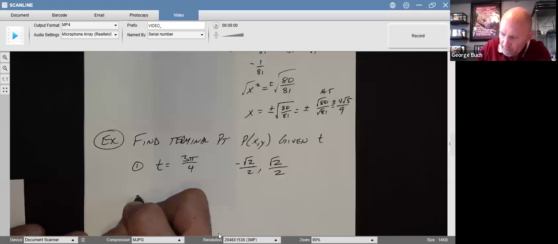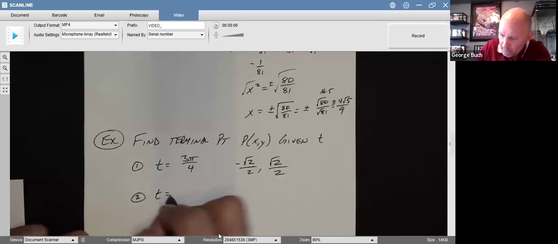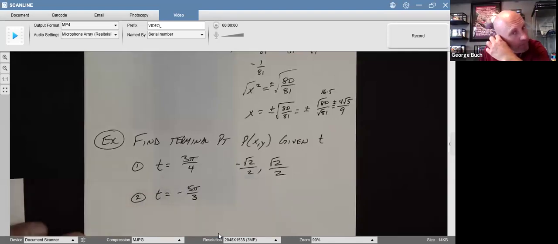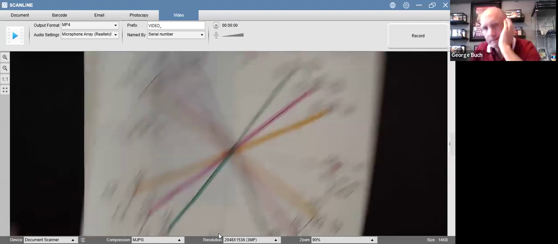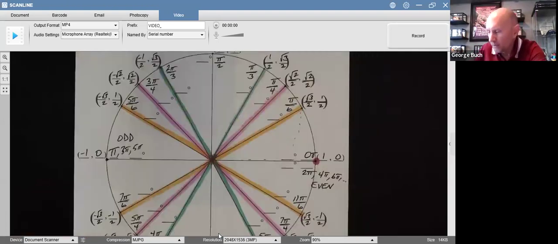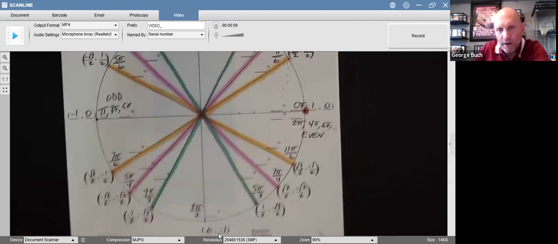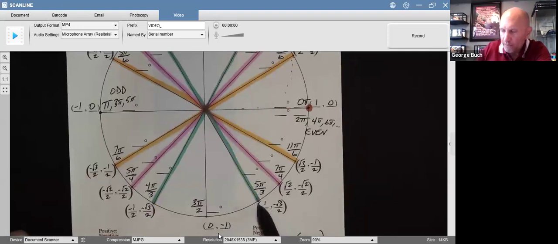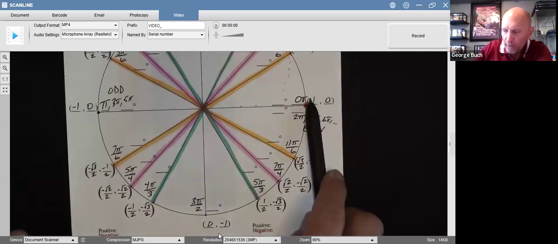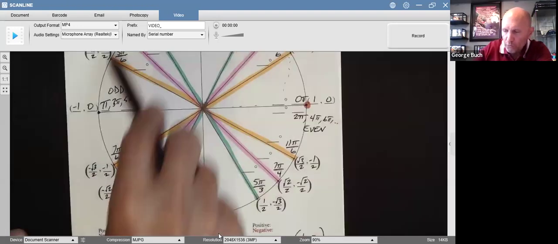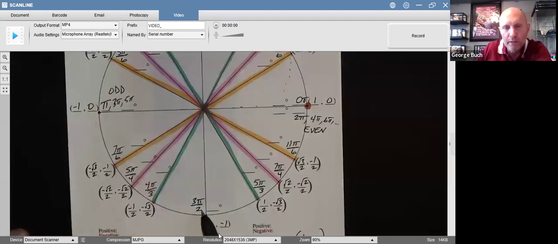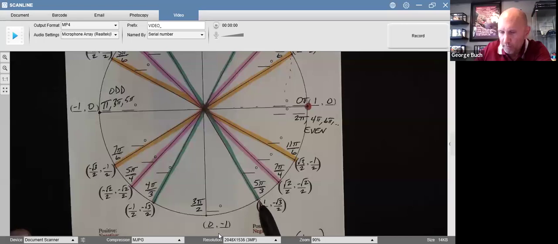What if I have t equal to negative 5 pi over 3? All right, so let me look at the unit circle. Oh, wait a minute, these are all positive values. Well, I know 5 pi over 3 is down here in quadrant 4. And how do I get there? I have to go all the way around the unit circle through 1, 2, 3 full quadrants, and then a little bit into the fourth quadrant.